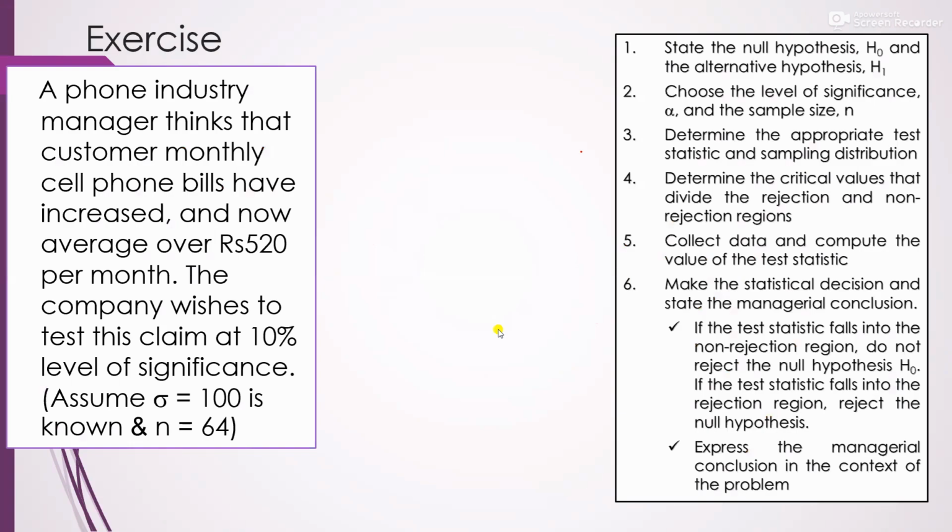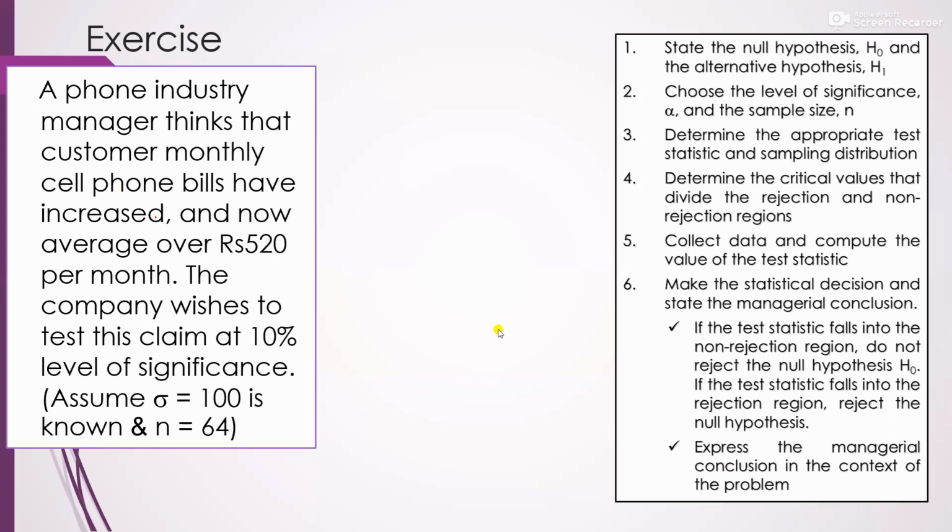Right, now for this exercise, I simply give some steps, then you have to complete it. A phone industry manager thinks that customer monthly phone bills have increased and are now over rupees 520 per month. The company wishes to test the claim at 10% level of significance. Assume sigma is 100 and n is equal to 64.